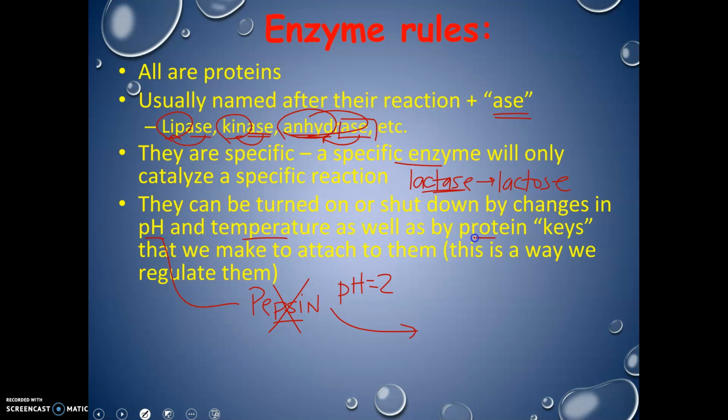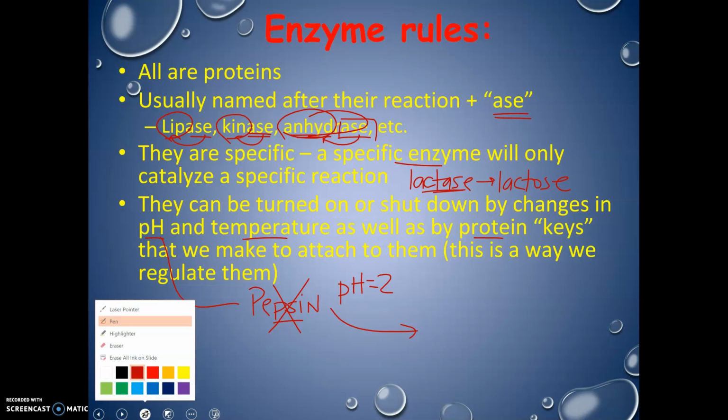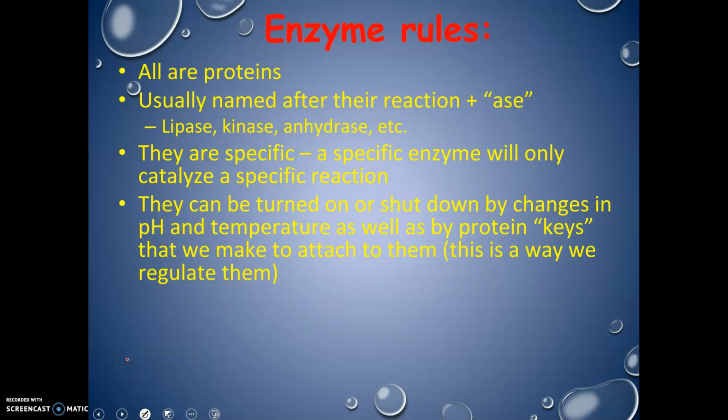And there's also special protein keys called coenzymes that can activate enzymes. There's also these things called inhibitors that can shut down enzymes. But the point is, we have a lot of ways to control our enzymes and make sure that they're only active when we want them to be active.